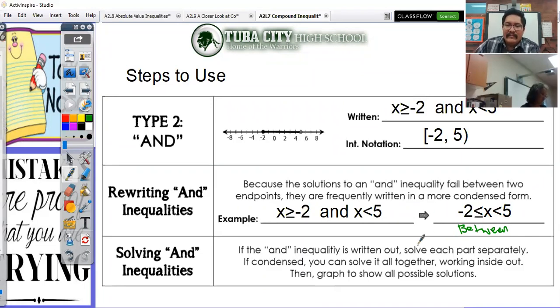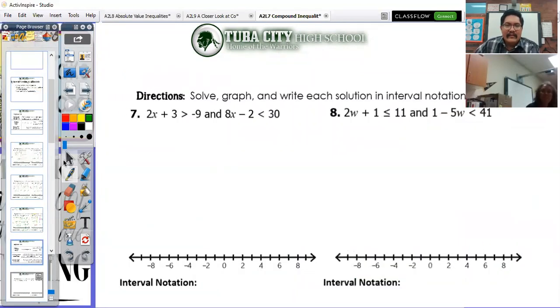So there's plenty of in-between statements in real life, and they're pretty common. So what you've got to do is solve each part separately. If they are condensed, which means they are already together, it says here you can solve it all together and work inside out. But I'm going to show you a different way. I'm going to show you the way I was taught. I don't know if it's going to be easier, better, faster, or anything, but to me, it makes sense.